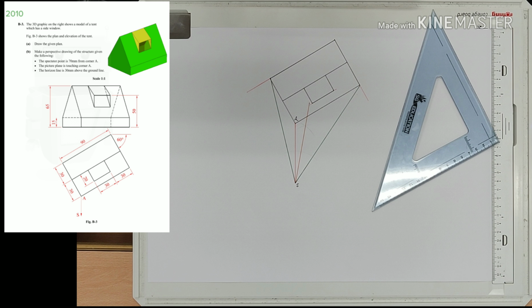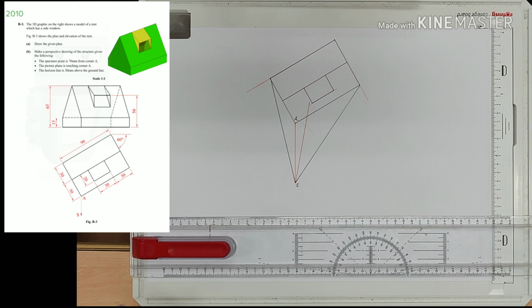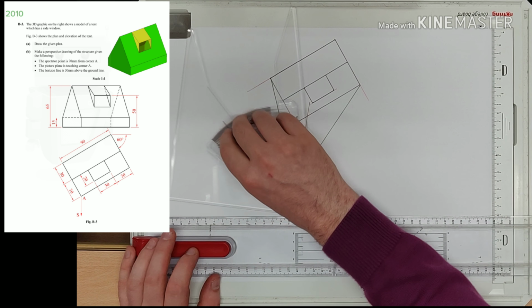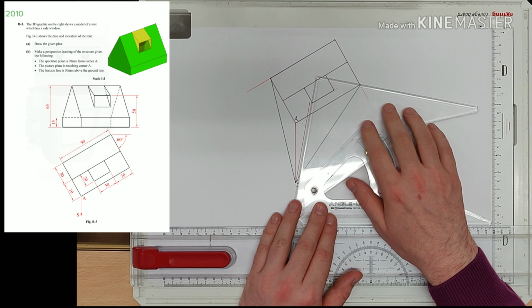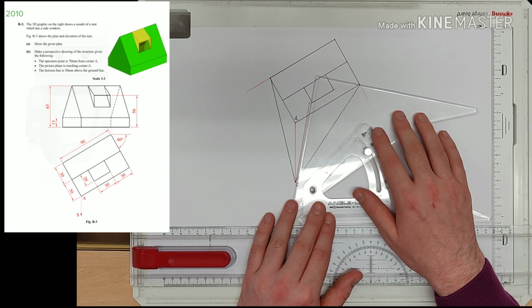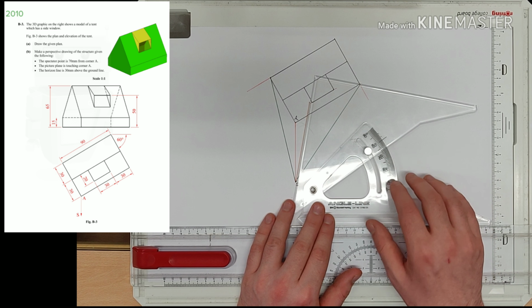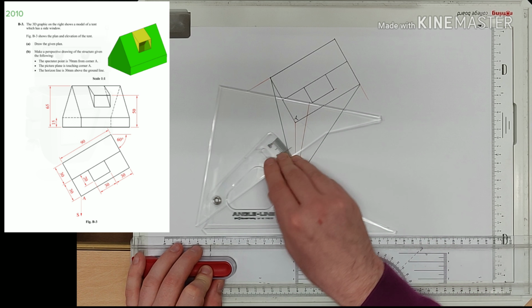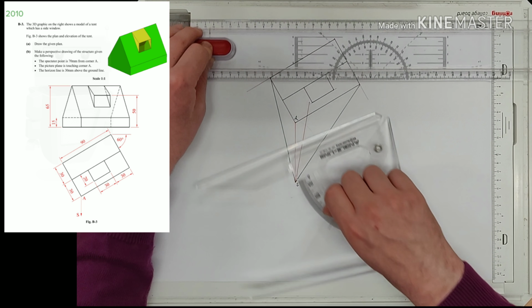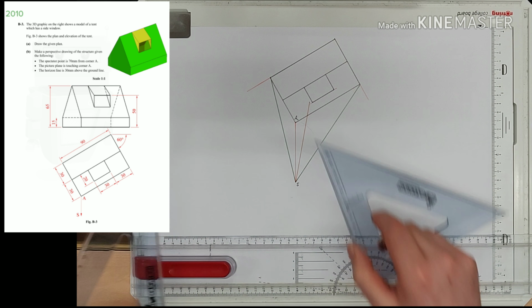Now, once we have our line of sight, we can start to find our picture plane. The picture plane will always be at 90 degrees to our line of sight. So I'm going to set up my sliding set square. Hopefully he fits. If he doesn't fit, we'll have to go with the sliding set squares. Yeah, it doesn't look like he's going to fit that direction, and I can't get him that way. So I am going to have to use my slide.